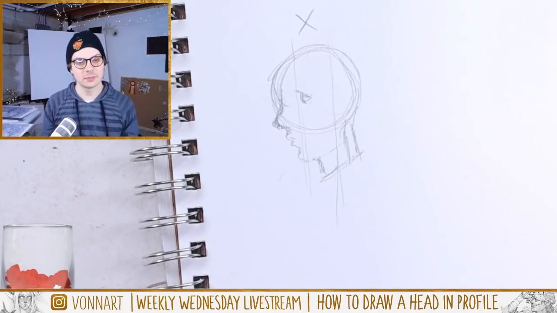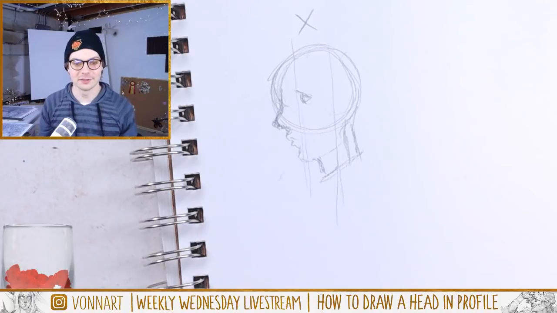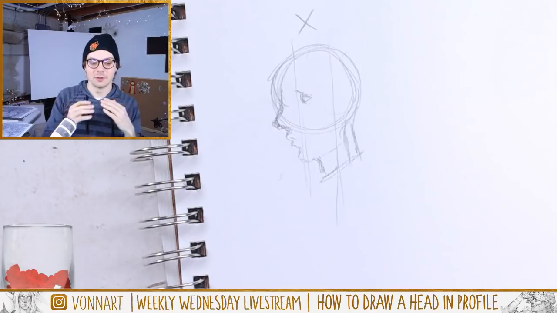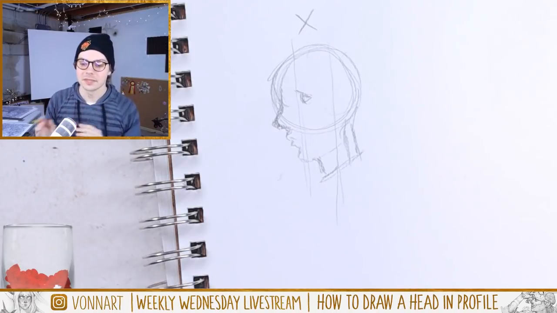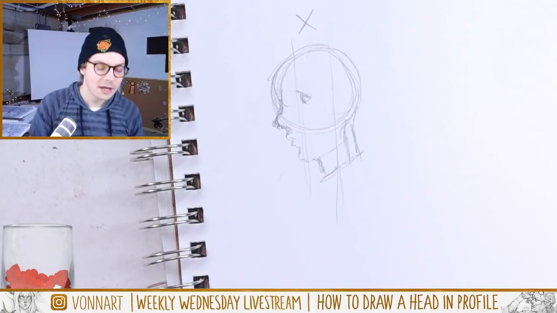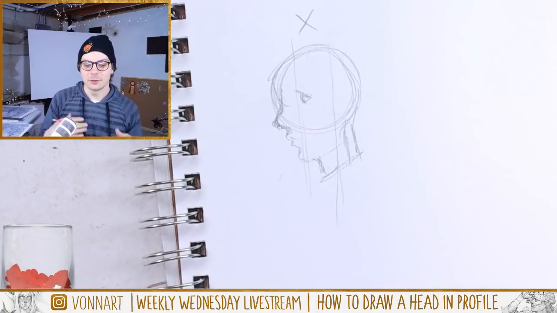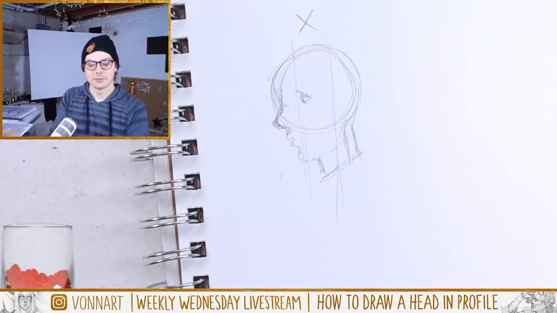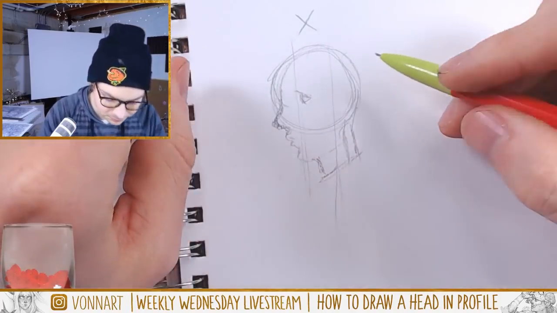Because obviously everyone has different features, like if you have a really long nose versus a really short nose, if you have a thicker nose or a skinny one. Things will vary depending on the person that you're drawing or trying to capture. But I'm going to give you a general guideline of where features are generally placed, and then it's up to you to distort them or break it to make it fit the style that you're going for.